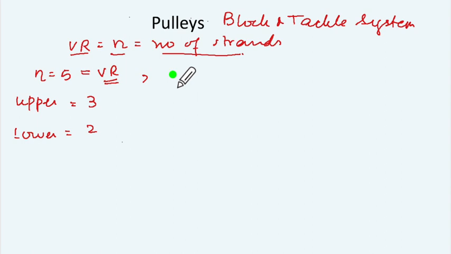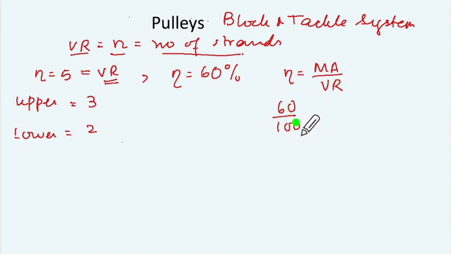Now they can give you the efficiency of that pulley system. Let us say the pulley system has efficiency 60%. Immediately you should be able to connect it. Efficiency means MA upon VR, and efficiency is 60 upon 100. So that will be equal to MA upon VR is 5. So if you calculate properly, 6 5 30 upon 10, so mechanical advantage becomes 3.